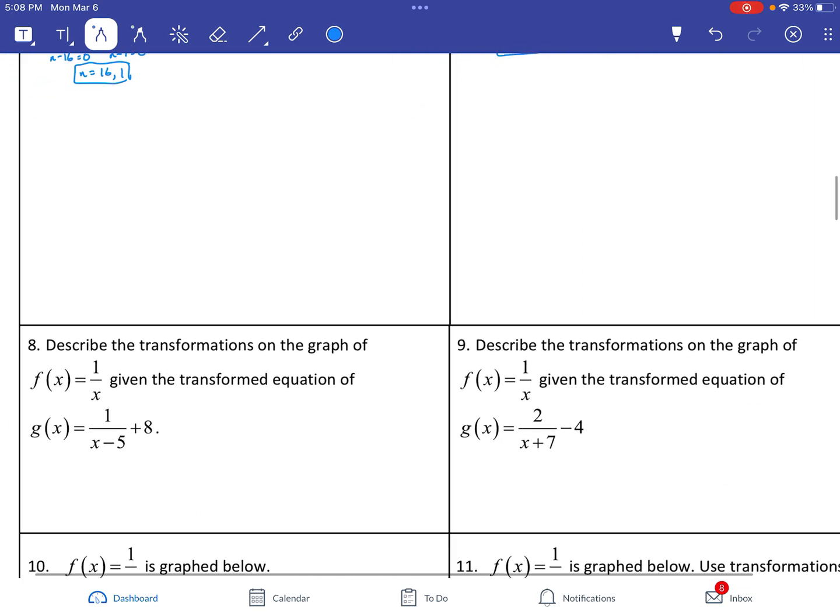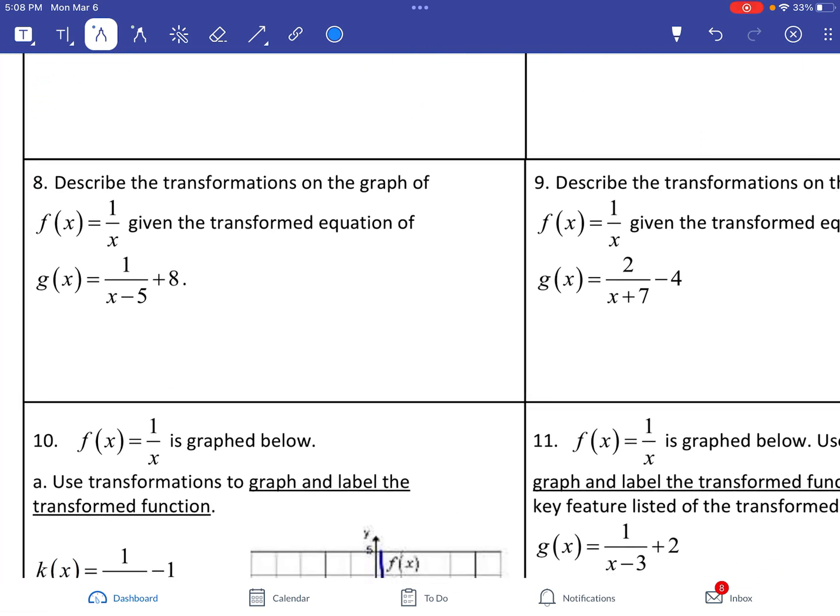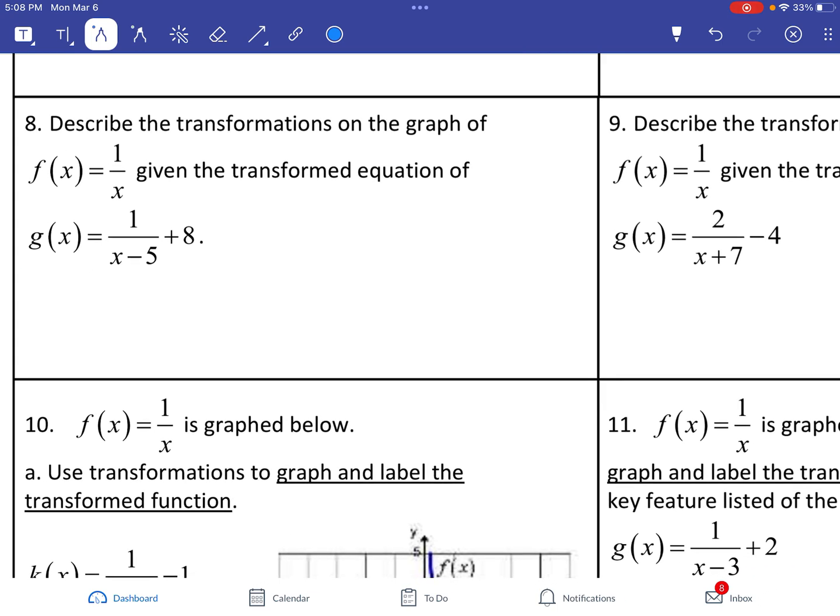Okay. Moving on from this, we have transformations. All we're going to do is describe the transformations. Okay. So here at negative 5, since it's inside the function, it is a horizontal shift. And since it's negative, it's moving to the right by 5. The 8 is a vertical shift. It's making the graph go up by 8. Those are the only 2 things that are happening.